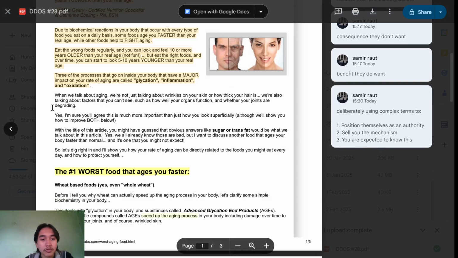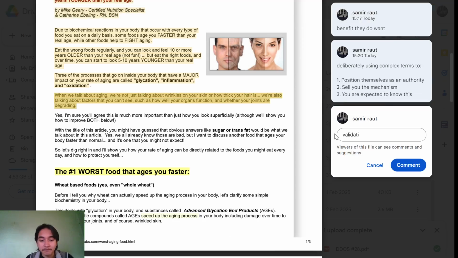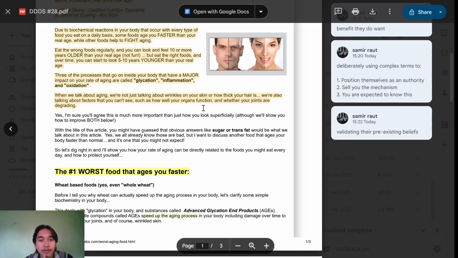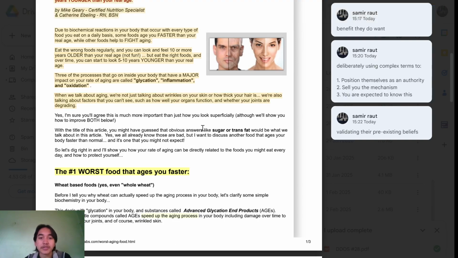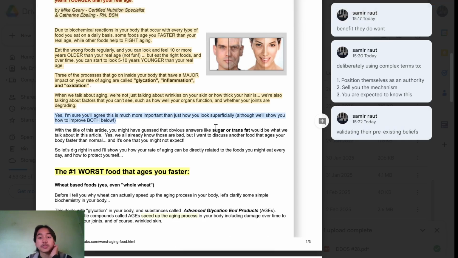When we talk about aging, we're not just talking about wrinkles on your skin or how thick your hair is. We're also talking about factors that you can't see, such as how well your organs function and whether your joints are degrading. More on validating the pre-existing beliefs, right? Yes. I know that aging is about my organ function. People already know this stuff. You're just validating their pre-existing beliefs. I'm sure you will agree this is much more important than just how you look superficially, although we'll show you how to improve both below.